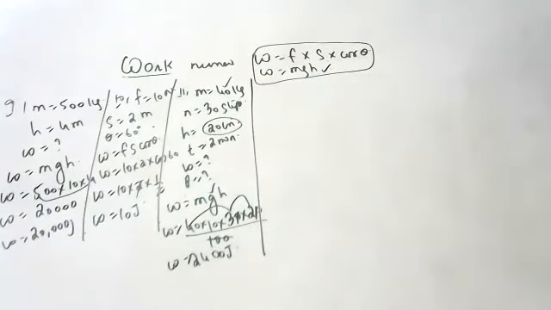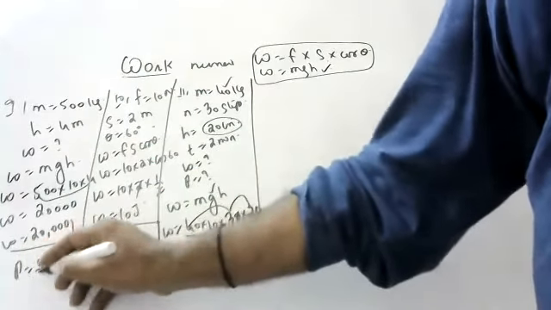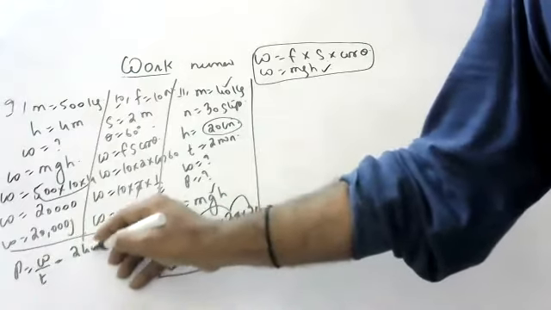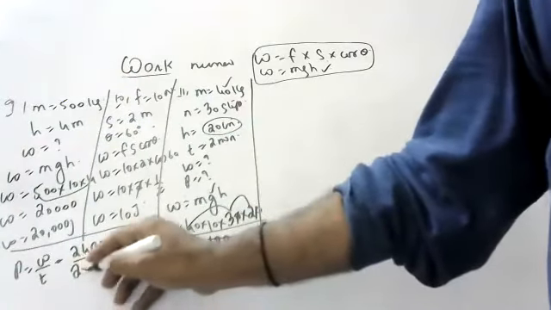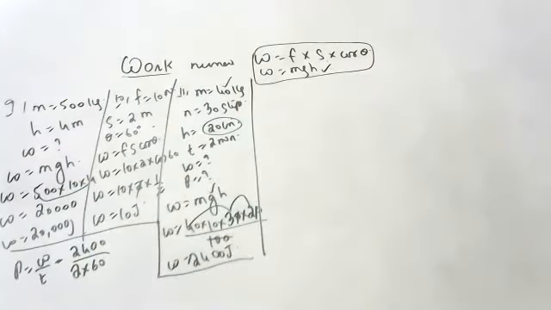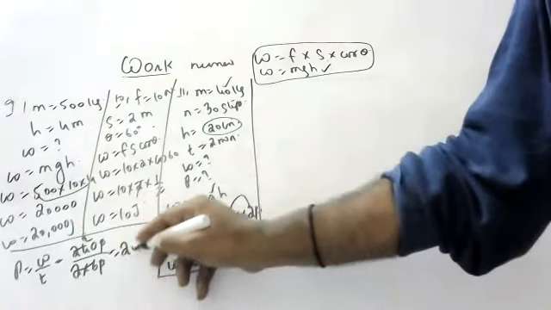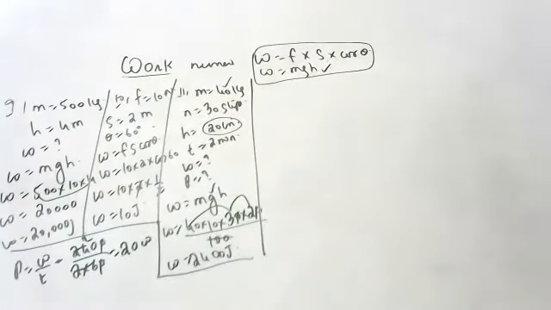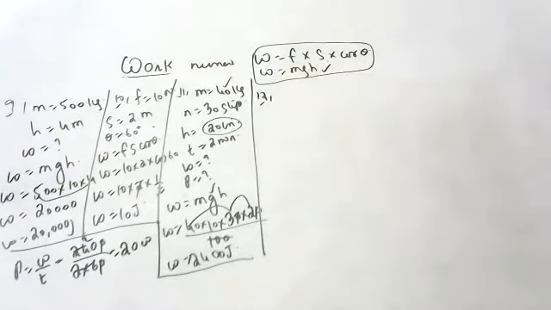How to find power? What is the formula for power? Power is equal to work by time. 2400 by time. 2 minutes will have how many seconds? 2 into 60. So 20 watts is the power of this boy. Next.